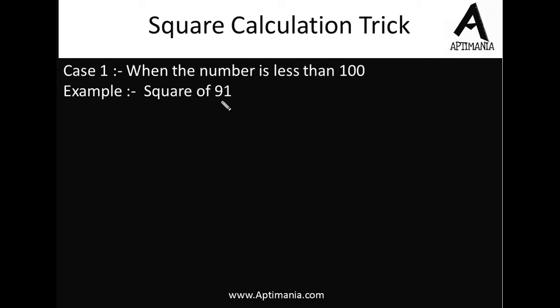Suppose we need to calculate the square of 91. Here we'll take 100 as a base. What is the difference of this number from 100? 100 minus 91, so the difference is 9. Since the difference is 9, we will simply subtract this difference from this number. So here we will write 91 minus 9, which is 82.